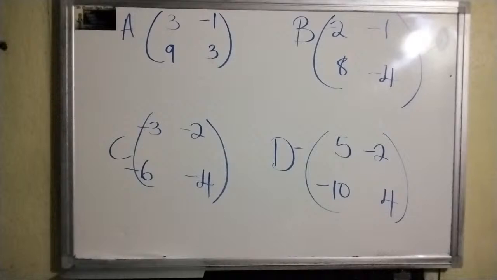Alright, so here, A is non-singular, B is singular, C is singular, and D is singular.